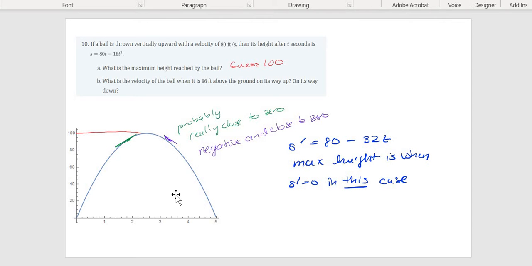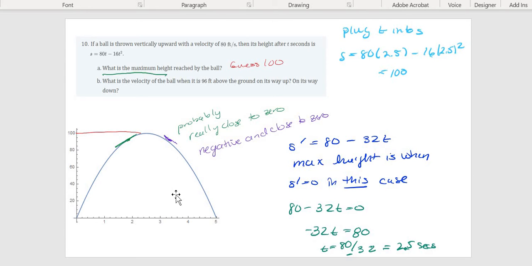So the first thing is s prime is 0 where it's going to be at its maximum height. I kind of know that because it's a parabola. So I set s prime equal to 0, and it happens at 2.5 seconds. I just did the algebra. Then I stick that 2.5 into s because they ask me for the maximum height, not the seconds. I have to be aware of what I'm plugging into what. And that gives me 100.